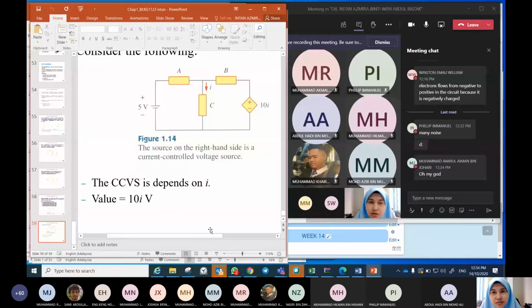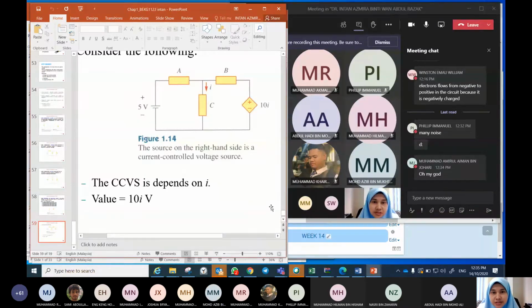Can you find which one is the dependent source and which one is the independent source? The 5 volt. Is the 5 volt dependent or independent? It is independent, because the value of this voltage source is fixed. It is 5 volt. It does not depend on other variables.